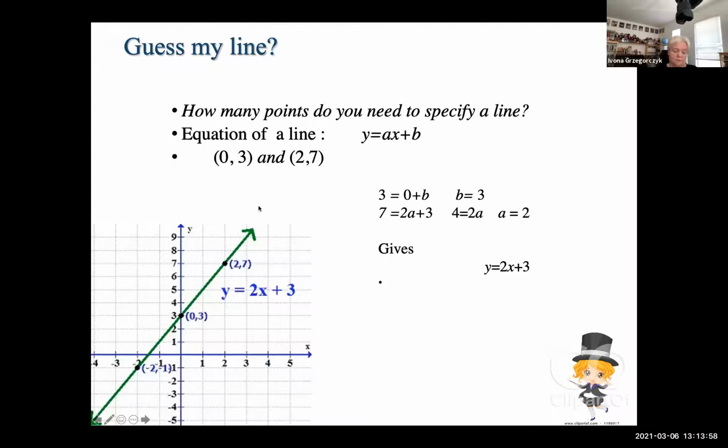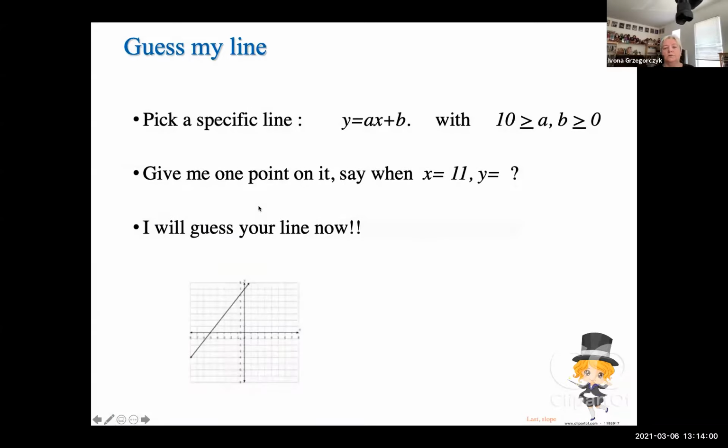Everybody agrees I need 2 points. Okay, so now I want you to write your own line. Pick any A, pick any B that you want. But since I will have to calculate a lot in my mind, I would like you to have A and B positive and smaller than or equal to 10. Don't take any bigger than that. So say line 7x plus 3, fine. 2x plus 15. I want you to write your own line down. Okay.